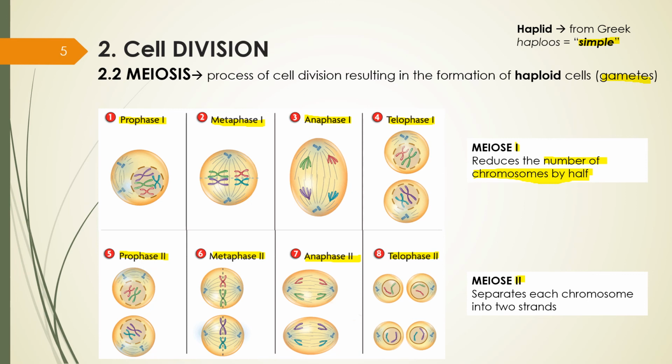What's the difference between them? Meiosis 1 reduces the number of chromosomes by half. So I split my chromosomes for each daughter cell. And in meiosis 2, I separate each chromatid, or I separate each chromosome into 2 strands. So each chromatid of each chromosome goes to one side. Now let's go into detail about what's going to happen.